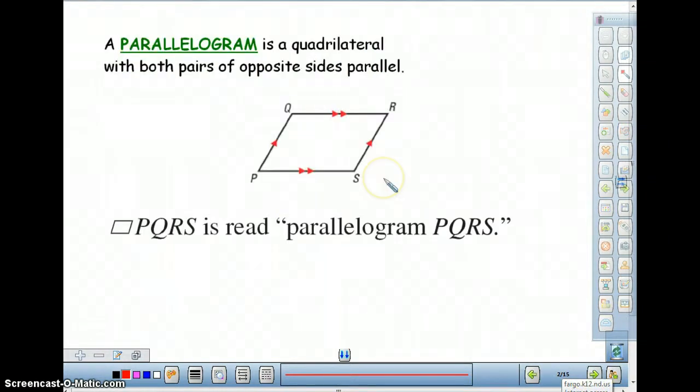Now we're going to get into the properties of parallelograms. Okay, the biggest thing that we have to know is that a parallelogram, it's a quadrilateral, so it's a four-sided figure, and both pairs of opposite sides are parallel. So in this case, QP is parallel to RS, and QR is parallel to PS.